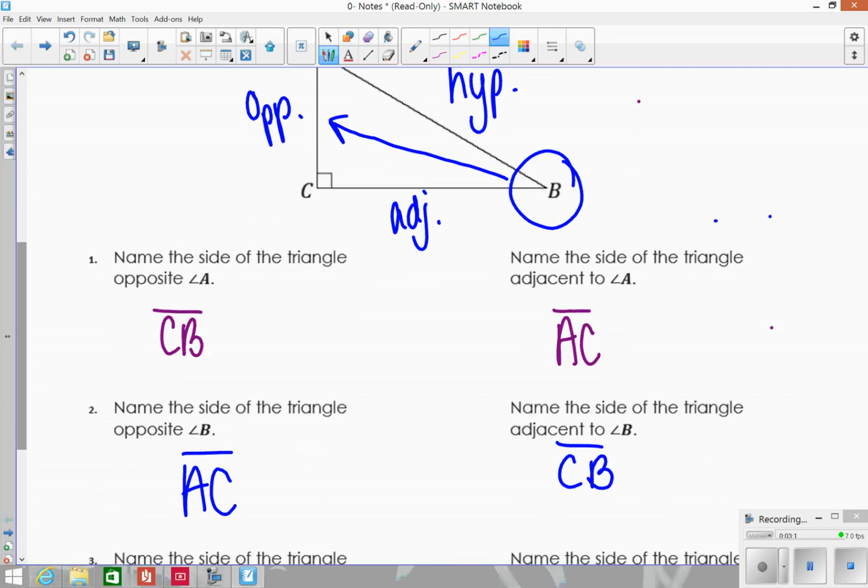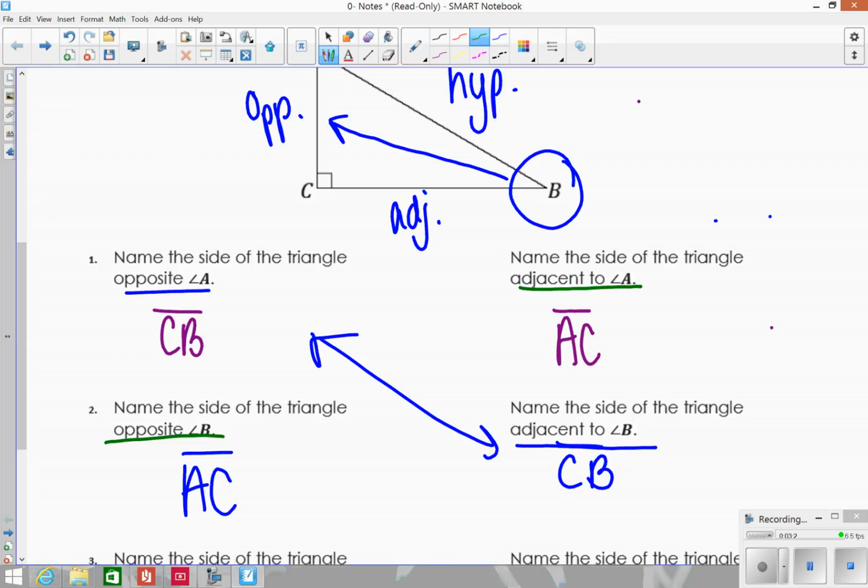Notice how these are equal. The opposite of one angle is the adjacent of the other acute angle. Same thing here. The adjacent of angle A is really the opposite of angle B. That's going to be important to remember for the future.